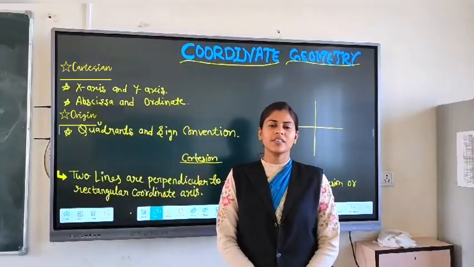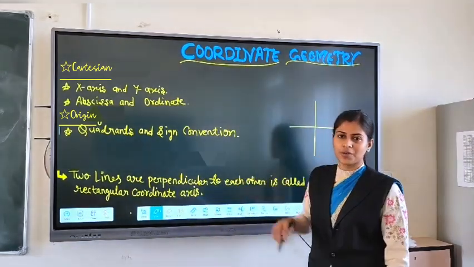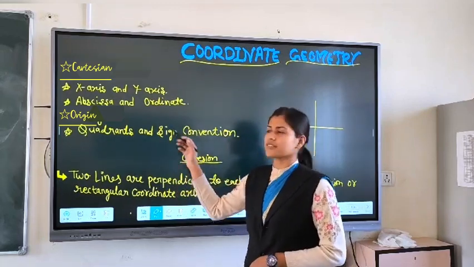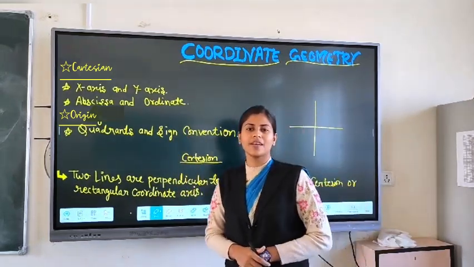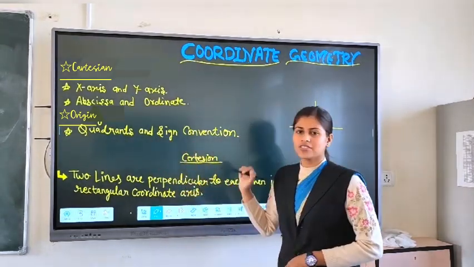Student of B.Ed, third semester. Today we are going to learn and discuss coordinate geometry. In coordinate geometry, we have learned Cartesian, x-axis and y-axis, abscissa and ordinate, origin, quadrants and sign convention.